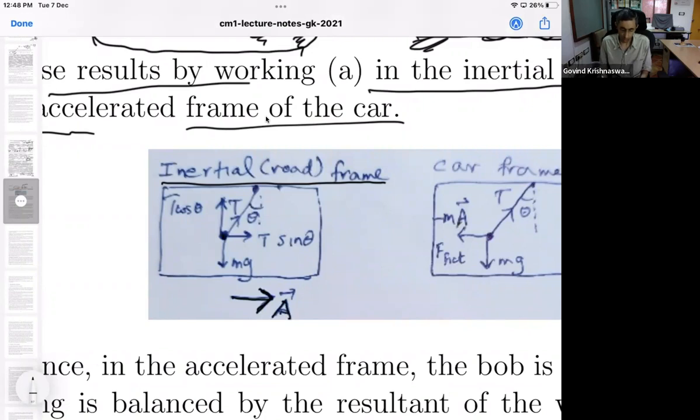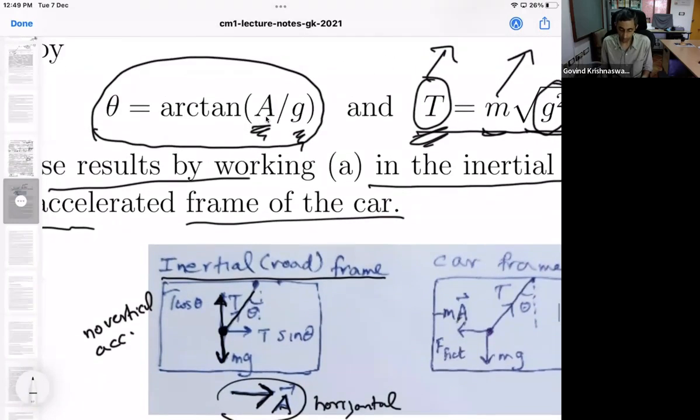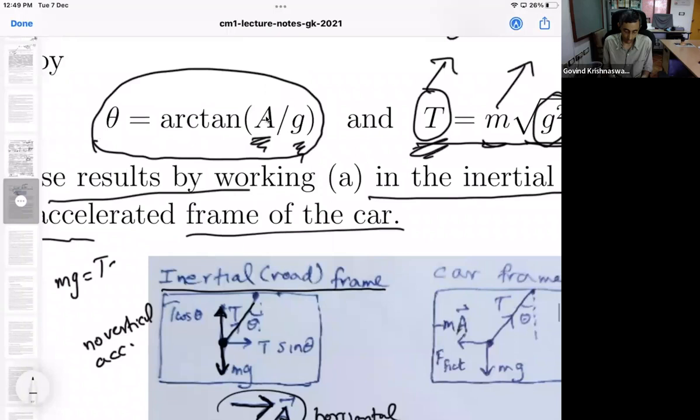Now, what are the forces on the bob? Well, there is some tension force in the string, and there is the force of gravity. These are the two forces. Now, the vertically upward tension force and the vertically downward gravitational force must be balanced, because those are the only forces there, and the bob is not going up and down. So there is no vertical acceleration, only a horizontal acceleration. And therefore we can equate mg with T sine theta. So mg is equal to T sine theta.